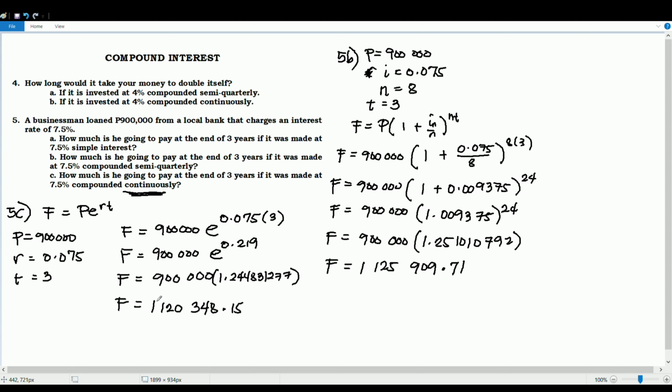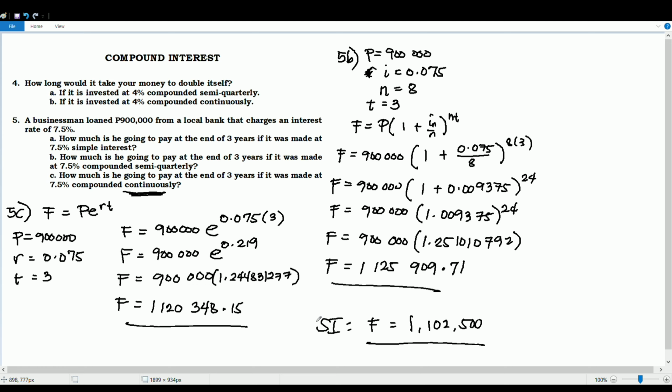So for compounded continuously, we have 1,120,348.15. Now if you are going to observe our answer a while ago in our simple interest, our F is equal to 1,102,500. Observing these values, you will notice that compounding more than once a year will give us a larger future value than using simple interest. So that ends our discussion of compound interest.